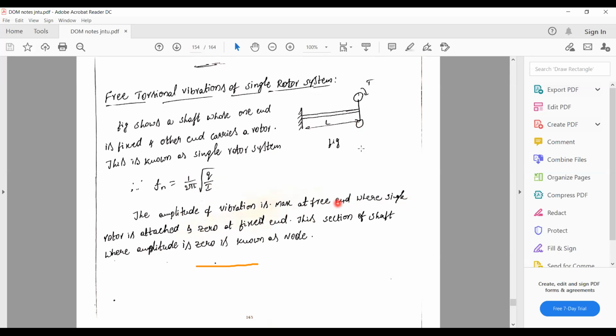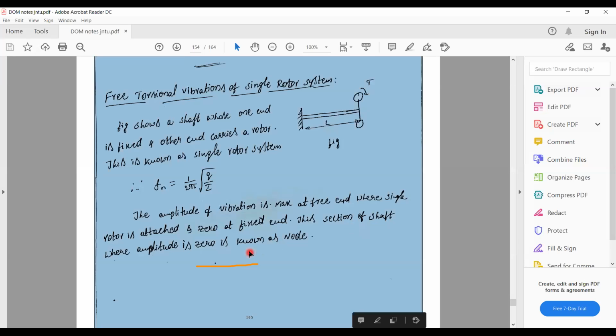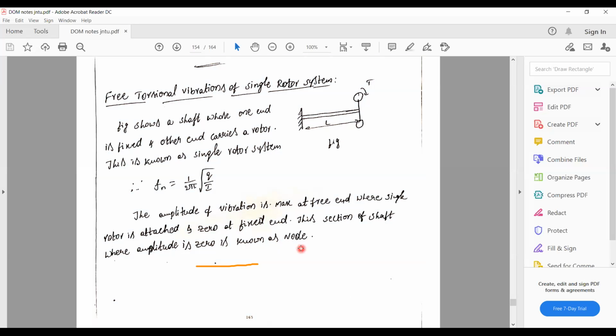The amplitude of vibration is maximum at the free end and zero at the fixed end. The section of the shaft where the amplitude is zero is known as a node. Where we have zero amplitude on a section of the shaft, that is known as the node.